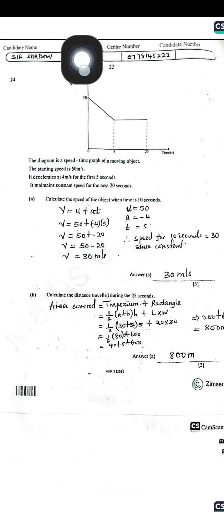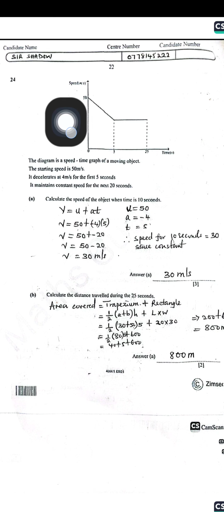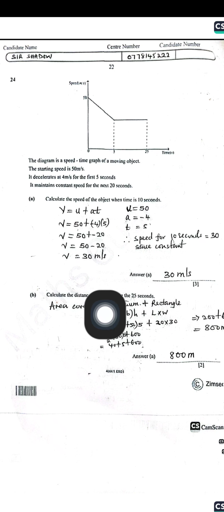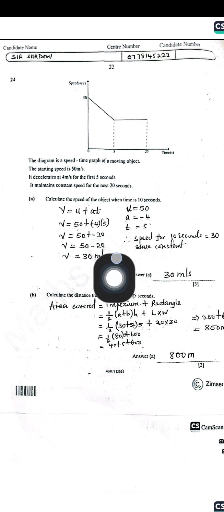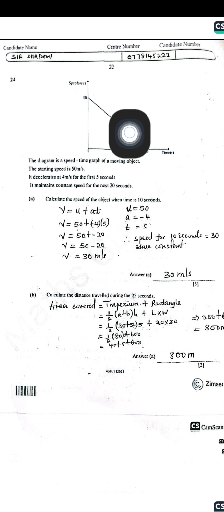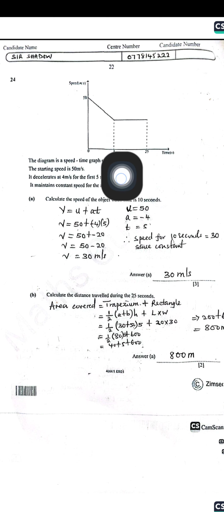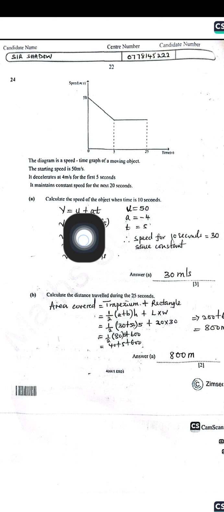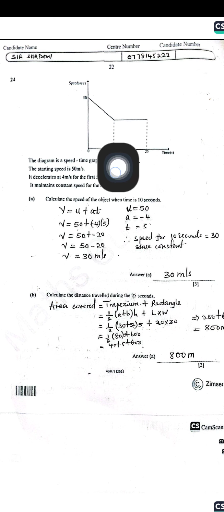It simply means an object or a car is decelerating from 50 to this point, where the speed is unknown. The speed right here is unknown. We want to find it, since it decelerates from 50 to a certain speed within 5 seconds. It then maintains a constant speed from 5 to 25, which is 20 seconds.